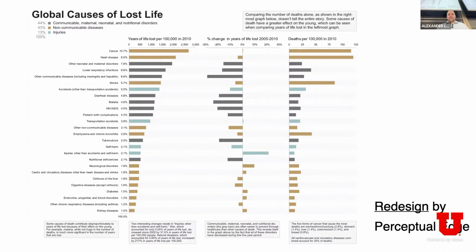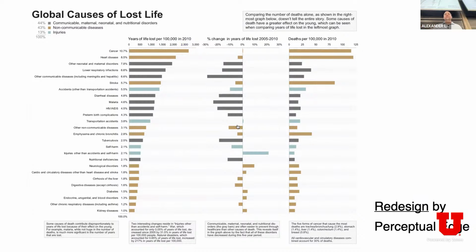So what it shows here is the first column is years of life lost per 100,000 in 2010. This is actually not a number that is contained in the other chart or not explicitly labeled. Then we have a second column here, percentage change in years of life lost, 2005 to 2010. And so the first one here is cancer. What you see here is cancer has the most years of life lost. So cancer is kind of the biggest disease out there, right? It's not surprising. It is kind of intuitive.